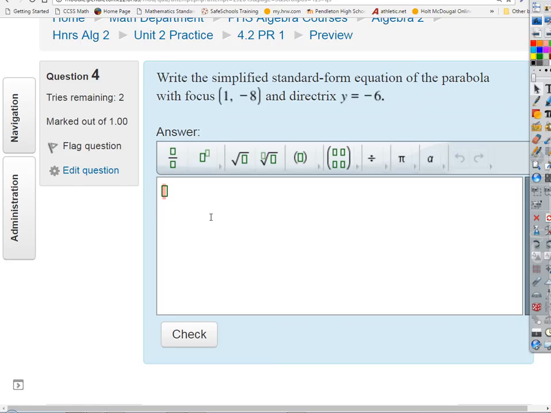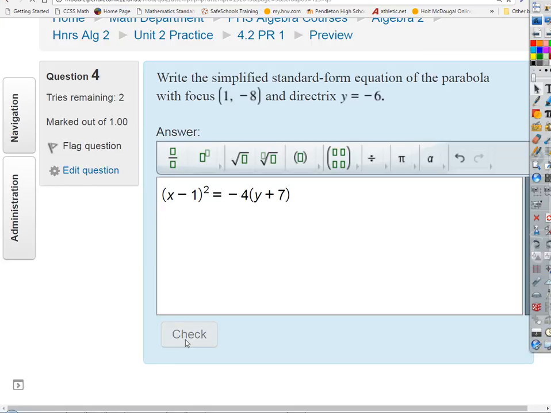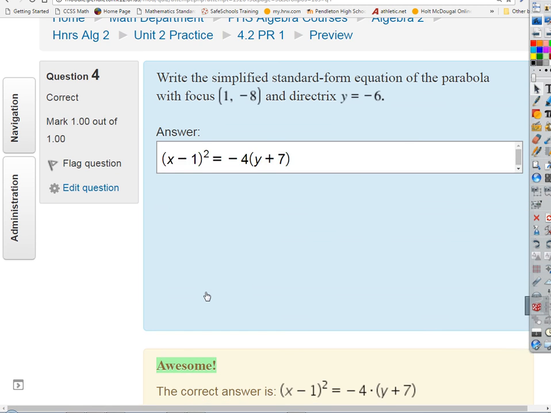So what did we say? (x minus 1) squared equals negative 4 times (y plus 7). Okay, good.